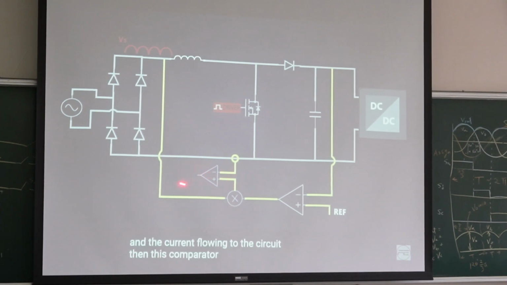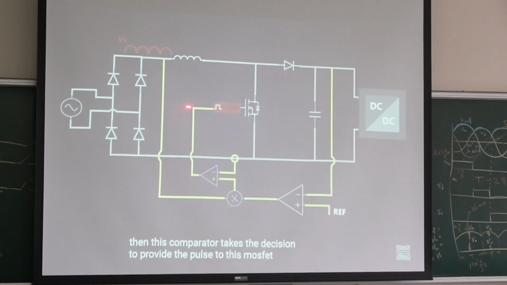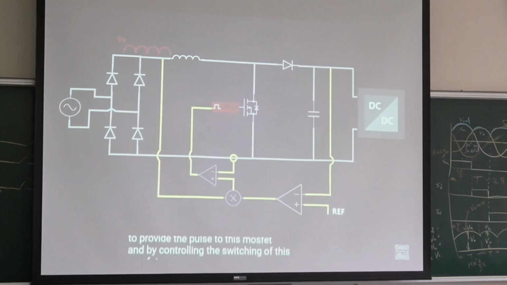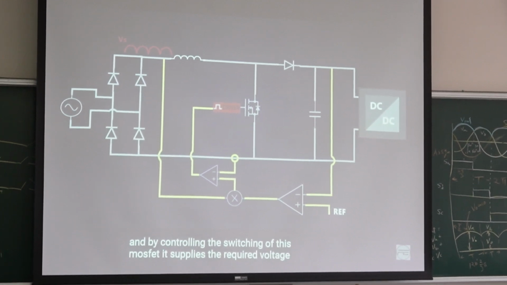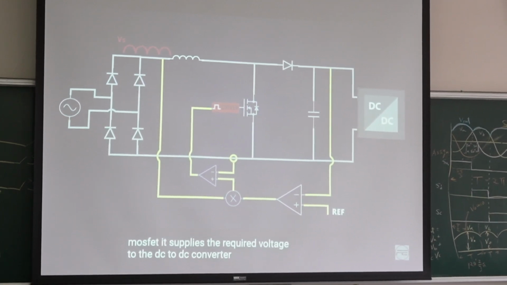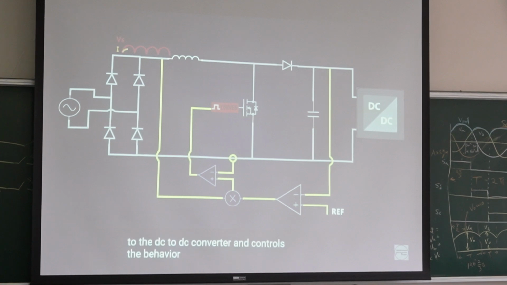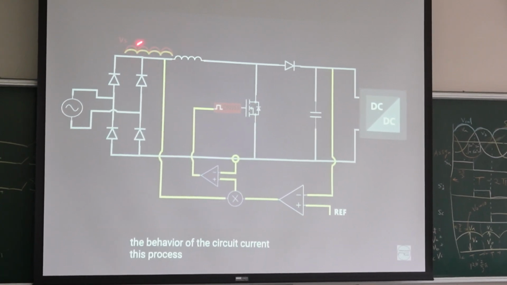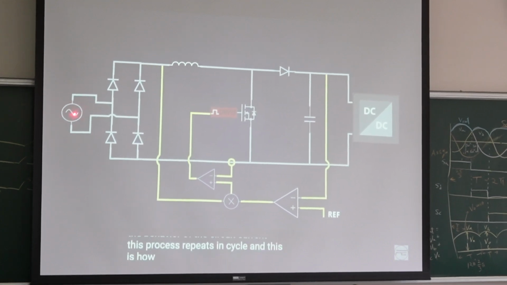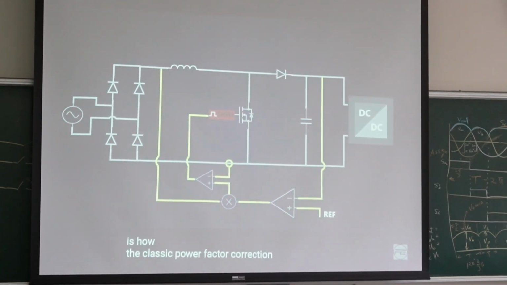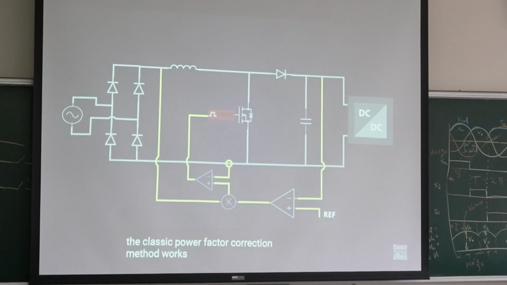Then this comparator takes the decision, and the controller provides the pulse to the MOSFET. By controlling the switching of this MOSFET, it supplies the required voltage to the DC to DC converter and controls the behavior of the circuit current. Now we can control the current like this, and then we can get unity power factor. This is how the classic power factor correction method works.